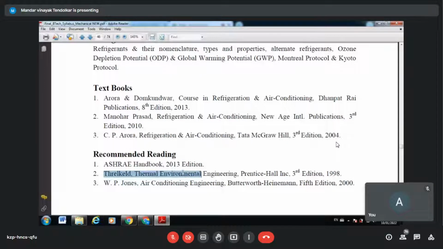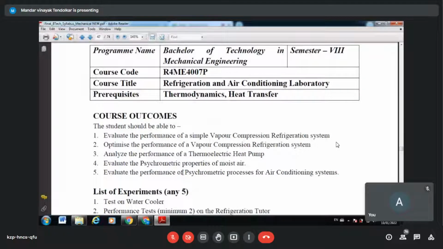Okay, I think that gives the syllabus over. Fine. And then this is the laboratory course. Here, as I had said, the course outcome is the same: evaluate the performance of a simple vapor compression system. That is what I told. We will just calculate the COP, whatever is the input, whatever is the output.